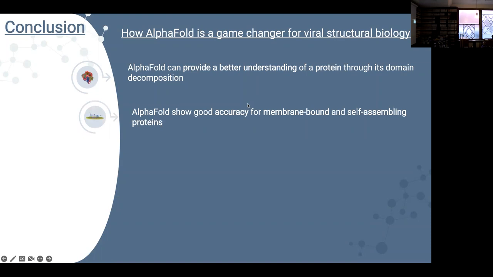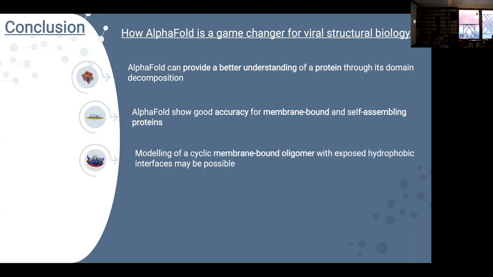For domain decomposition, it actually shows very good accuracy for membrane-bound proteins and self-assembling proteins, but you still have to be careful of what you see, because sometimes we know that the protein can cross the membrane and the model is in a conformation that cannot cross the membrane. The modeling of a cyclic membrane-bound oligomer with exposed hydrophobic interface may be possible, which I think you can agree with me, but it is a very complex modelization.